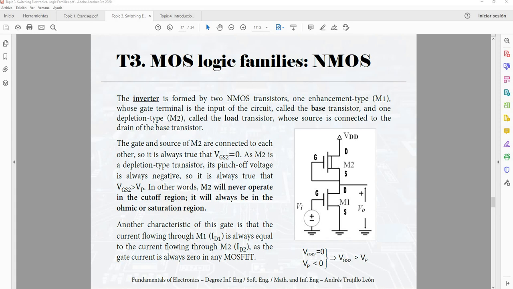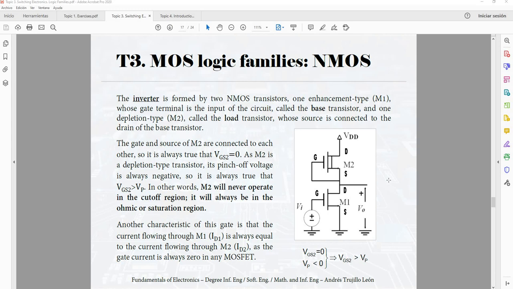We saw in the class the examples of two inverters. The first inverter belonged to the family of NMOS. In the NMOS family, we have enhancement NMOS transistors in the base part and a depletion NMOS transistor in the load part. We saw that the load part is the upper part of the circuit and the base part is the lower part of the circuit, and just in the middle point between the base and the load we have the output of the circuit. This is the output. This is not a branch, it's just a point in which we measure, but it's not a branch.